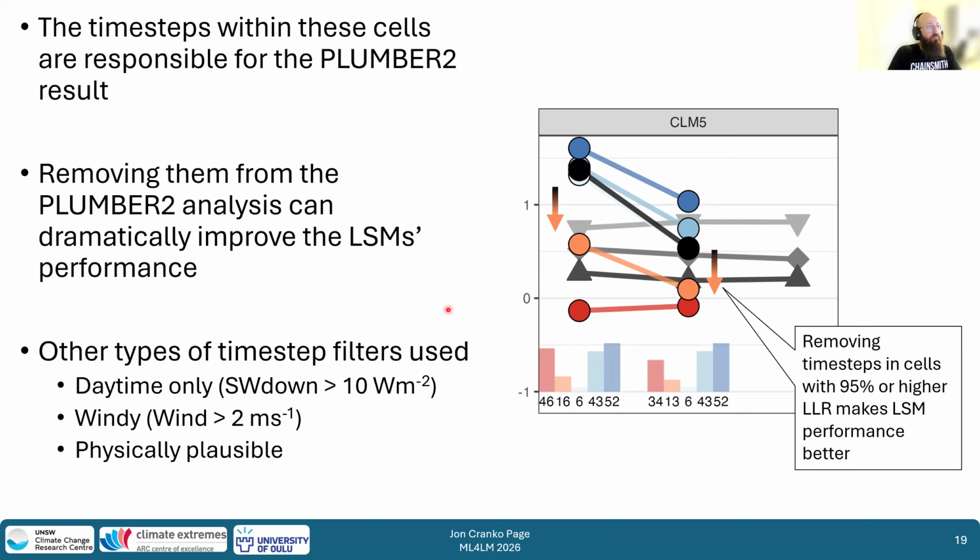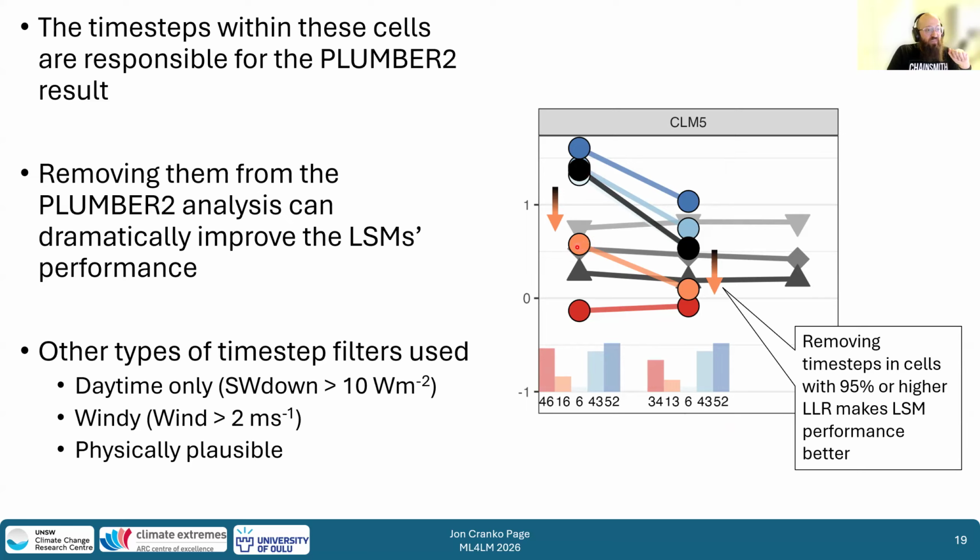So in this plot, the black is the land model performance under the initial PLUMBER2 experiment. Again, I'm afraid they're not on the axis, I'm sorry, but this is sensible heat on the left, latent heat in the middle, and then net ecosystem exchange on the right, but this model didn't simulate net ecosystem exchange. And we applied 5 different filters where we removed certain time steps.